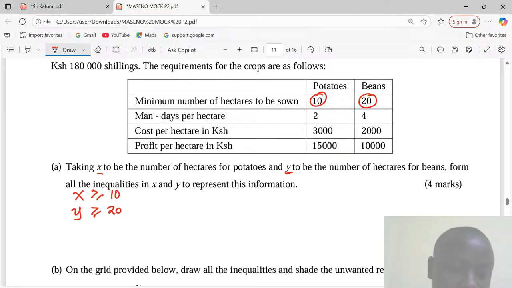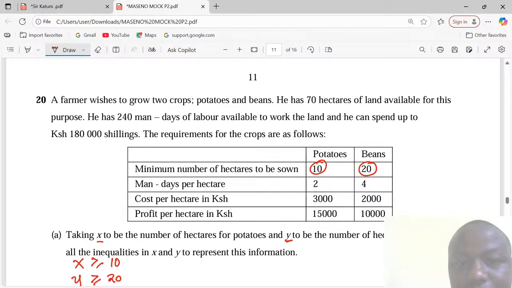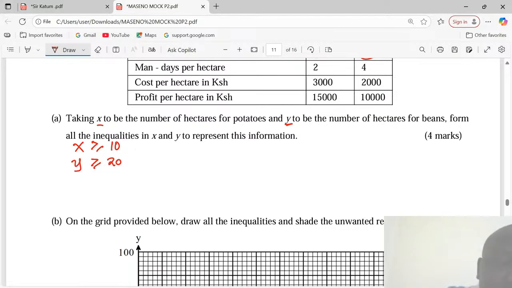Then something else that we're supposed to understand is that from the instructions here, we were told that this farmer is having 70 acres available. So when we pick these acres of potatoes and the acres of beans, they can either be 70 after taking the total, 70 or below that.